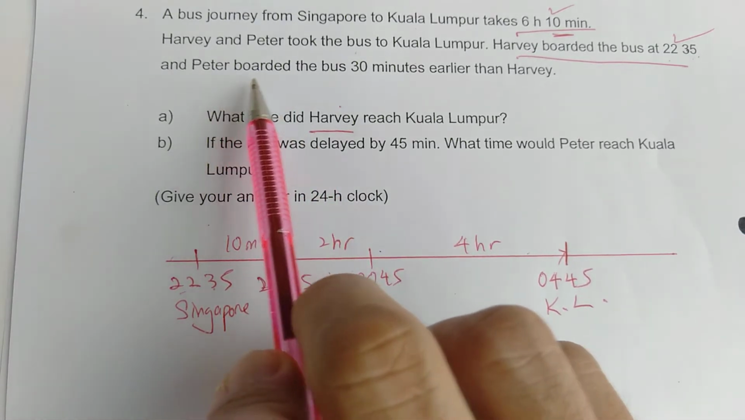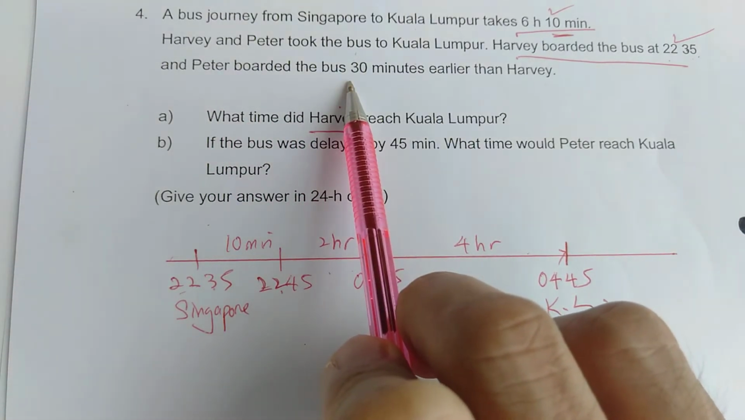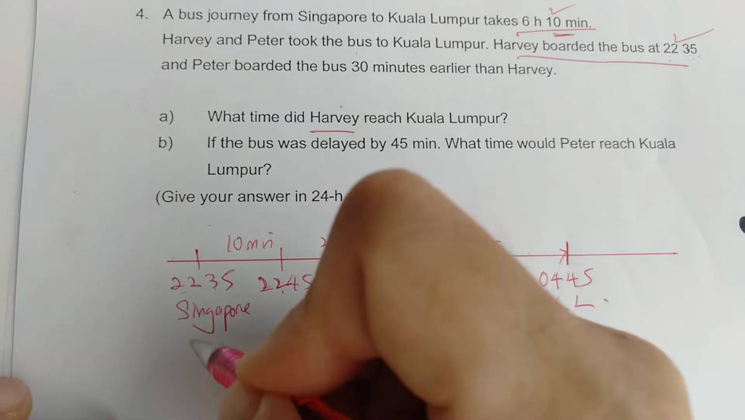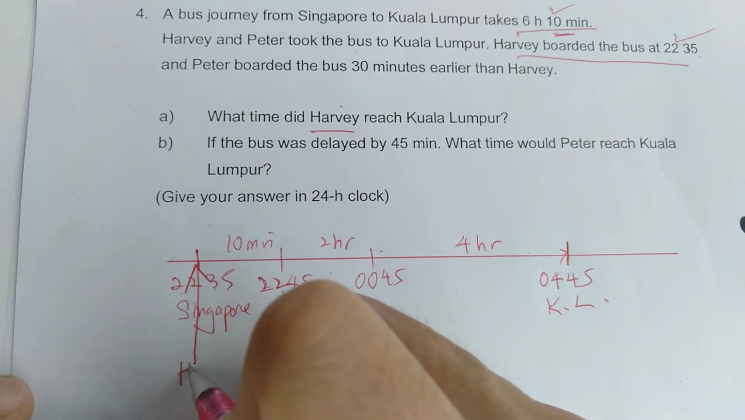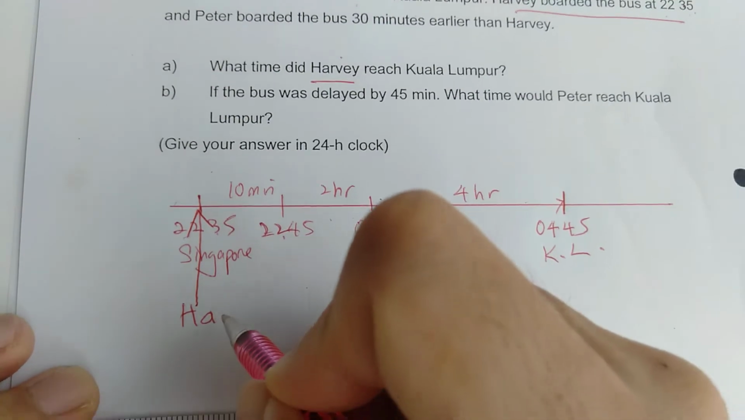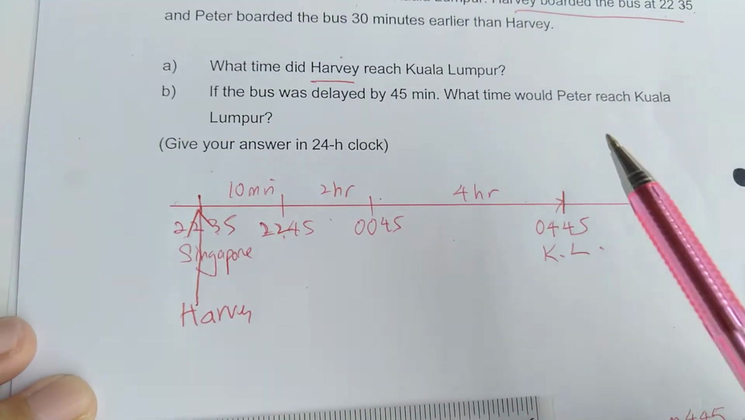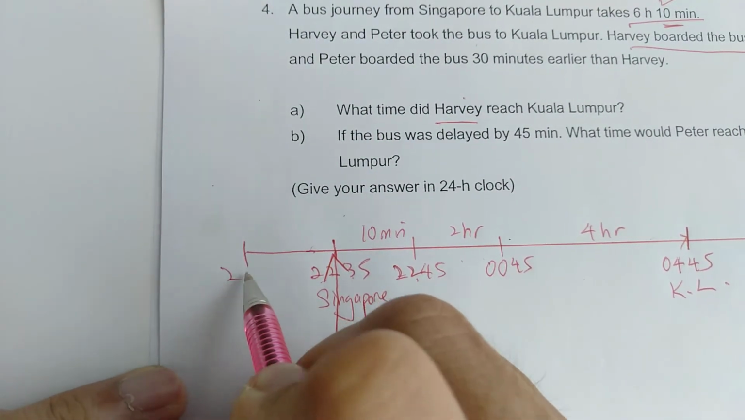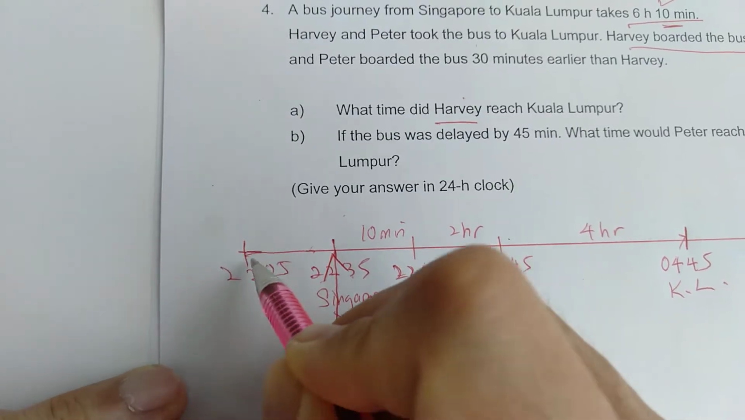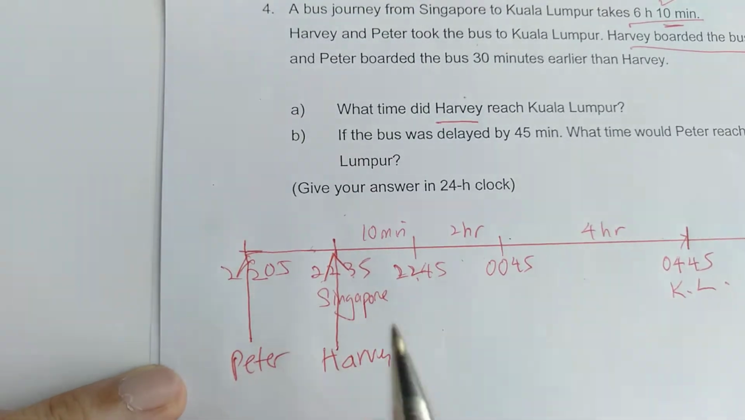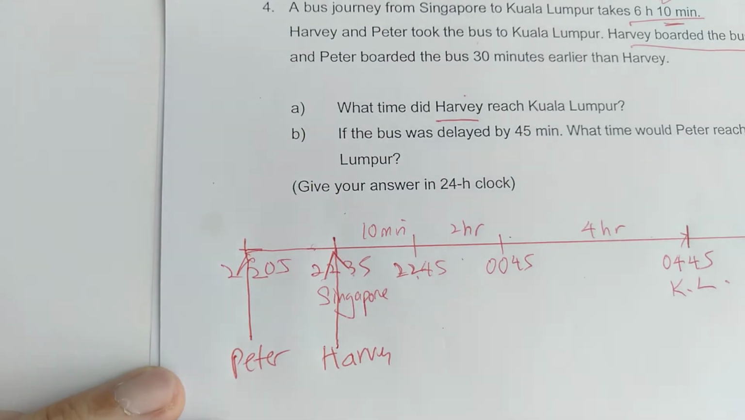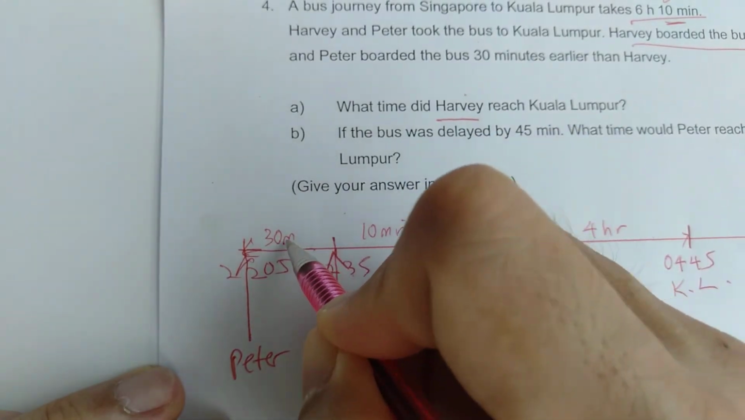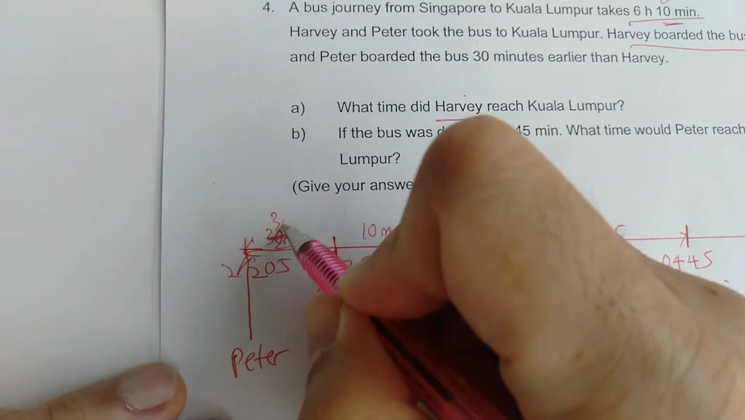So it doesn't matter how early Peter boarded the bus, because the bus won't start moving until Harvey boarded the bus. So imagine here, this is the point where Harvey boarded the bus, and Peter boarded the bus earlier by 30 minutes. So at 22:05, this is when Peter boarded the bus. But the bus still didn't move, right? Because the bus was waiting for dear Harvey, the guy who was taking his own sweet time. This 30 minutes, earlier.